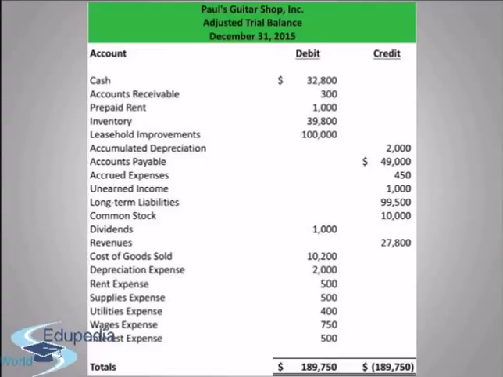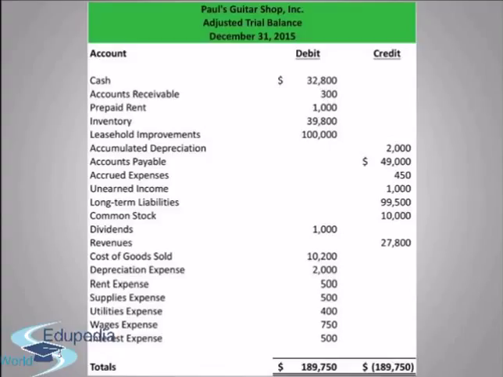We enter all the account names in the accounts column, for example cash, accounts receivable, prepaid rent, inventory, etc. All the accounts, whatever accounts that we have created in the ledger, all those accounts will be entered under the accounts column in the trial balance. And then we have two columns, debit and credit. The account which is having the debit balance will be entered in the debit column, and the accounts which are having a credit balance will be entered in the credit column.